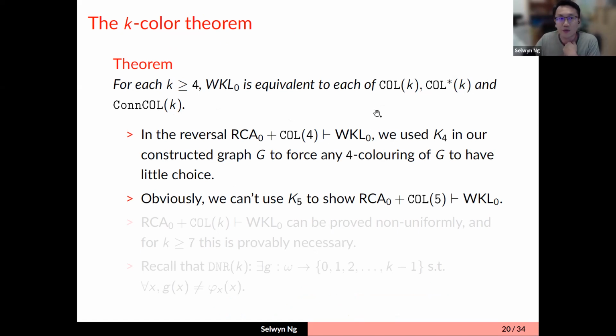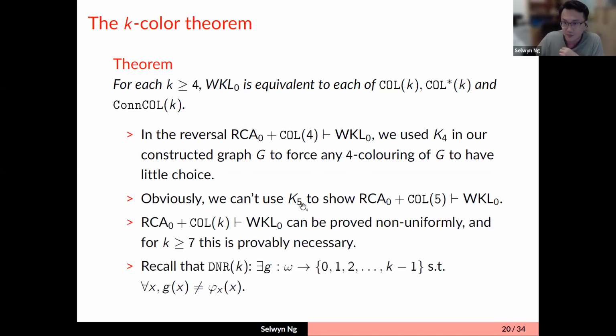The interesting question comes when we consider k equals 5. In this reversal above, we used very essentially the complete K4 graph to force the color of the constructed graph to have basically no option. Now, of course, if your graph has 5 colors, we cannot use K5 because the graph has to be planar. So we cannot use the same trick to reverse. Something else has to be done.